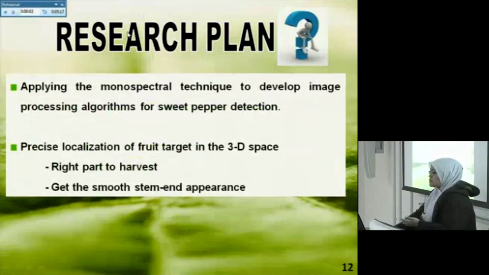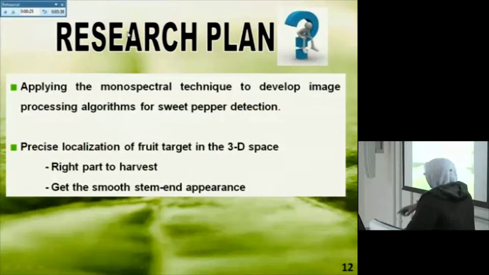I want to use the monospectral technique to develop an image processing algorithm for sweet pepper detection, because the monospectral technique can deal with similar color in that environment, and then localize the fruit target in 3D space, which is to detect the right part to harvest, so we can get the smooth stem end appearance.